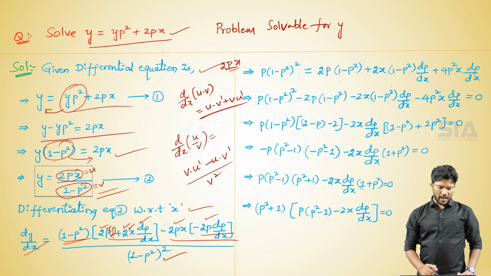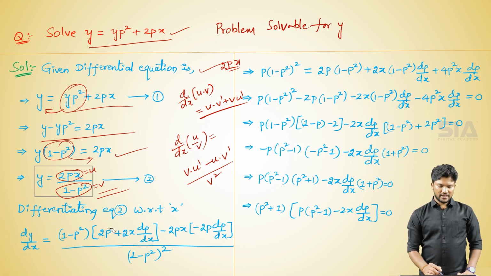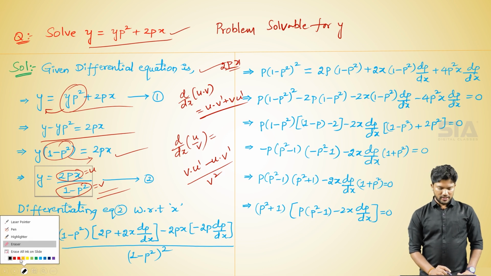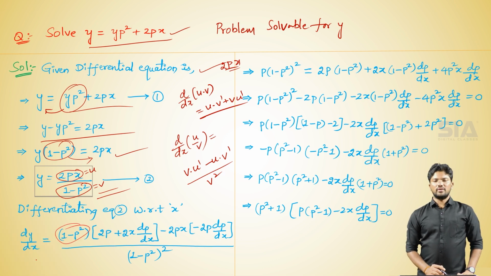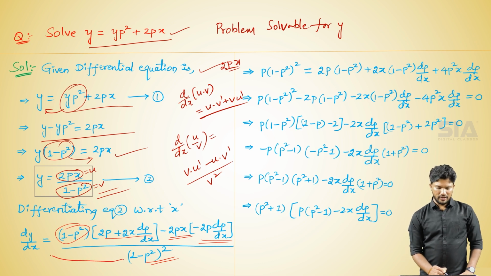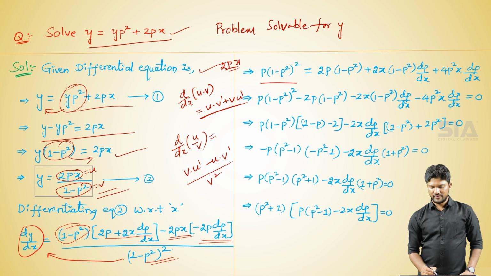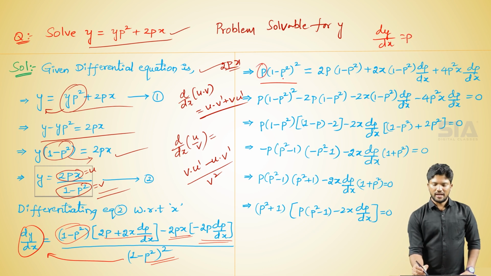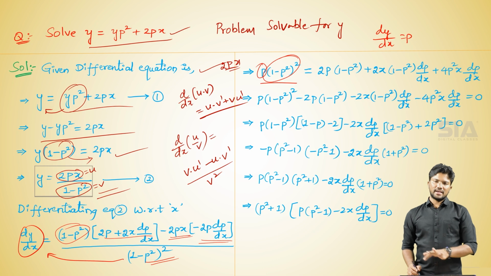As per the formula, we have to follow d by dx of u by v: first the total v value into u dash, minus the u value into v dash, by v square. That is the total explanation. Now send the denominator value from the RHS to the LHS. You know very well dy by dx is equal to p, so the LHS value automatically becomes p, multiplied by the denominator value from the RHS.